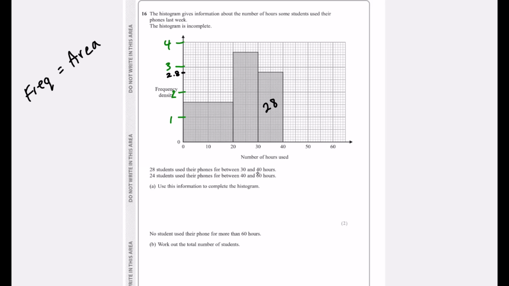24 students use their phones between 40 and 60 hours. So between 40 and 60, we're going to have a bar with an area of 24. It's between 40 and 60, so it's 20 wide. So its width is 20. So we can work out frequency density, which is the frequency, 24, divided by the class width, 20. So 24 over 20 is the same as 12 over 10, which is 1.2. So it goes up 1.2.